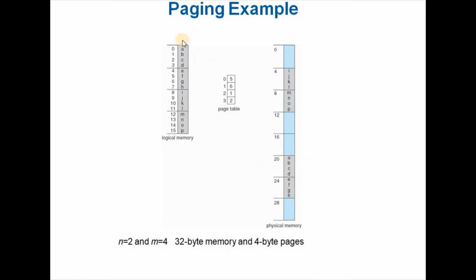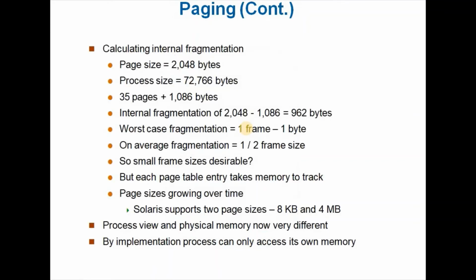So here ABCD is here, and then page 1 is mapped to frame 6. So EFGH will be there, and page 2 is mapped to frame 1. That is IJKL is mapped to this frame. 0th frame is this, and first frame, and the third page is mapped to 2, that is MNOP will be there. This is the 0th frame, this is the first frame, and this is the second frame. So 3 is mapped to 2. Okay. Now it is clear how we can map these pages into frames.